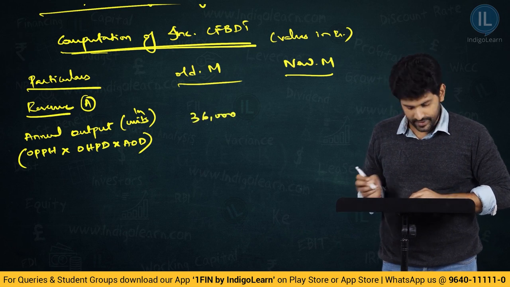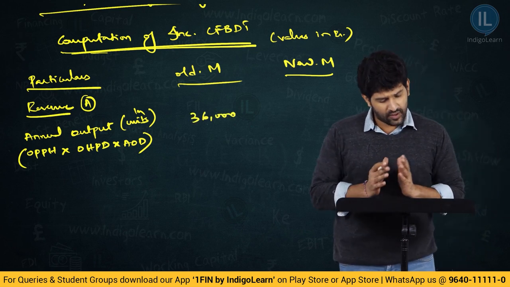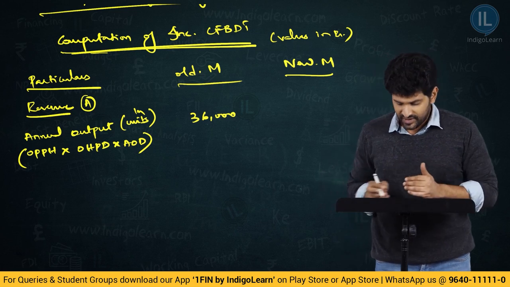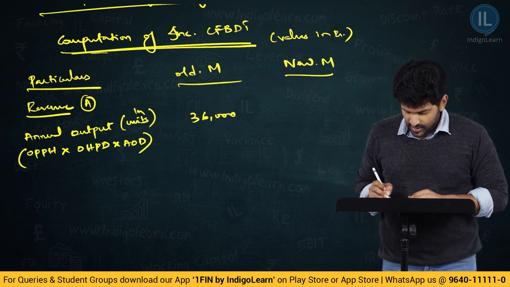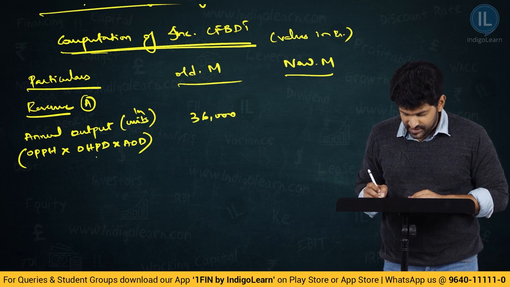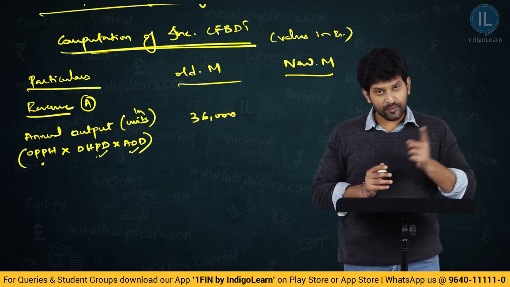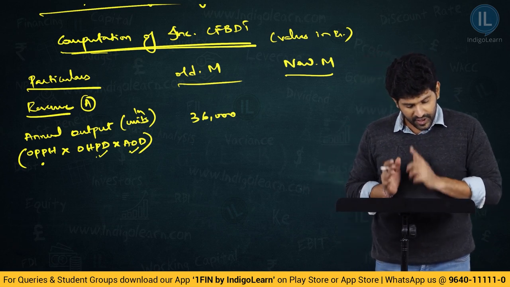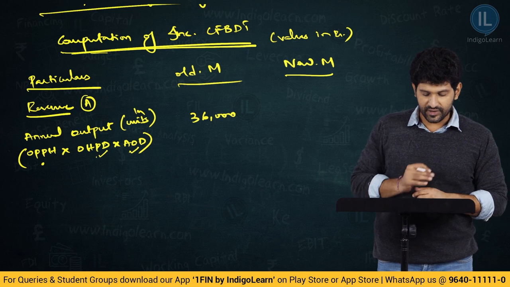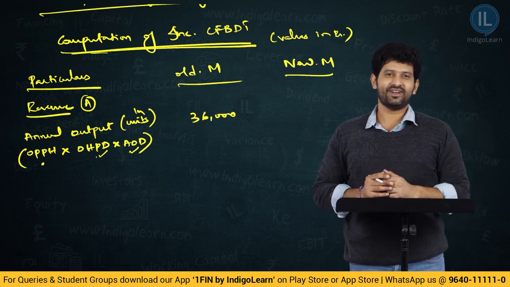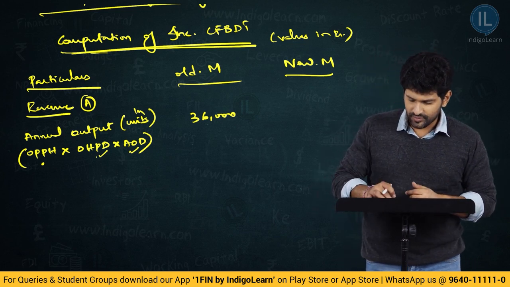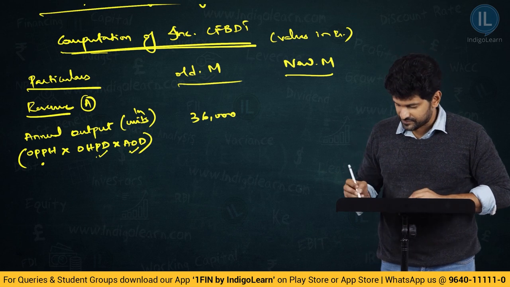Now, what is the change between old and new machine in terms of these three values? Operating hours per day is 6, same. Annual operating days are same. There is a change in output per hour in units. Here it is 20 units, there it is 40 units. Just double. Therefore, what will be the answer into 2? 72,000.